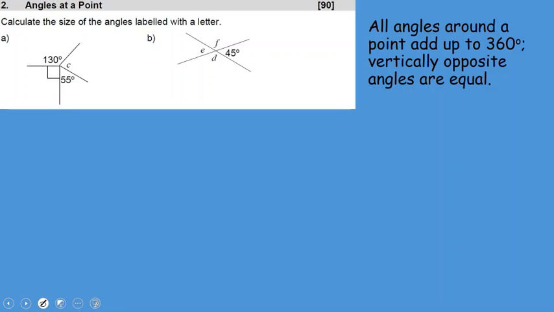Okay, welcome back. So let's have a look at question A. So we've got four angles there, three that we know and one that we don't. So our first job is to add up the ones that we know. So we've got 130, 55, and that square representing a right angle, which is 90. Let's add those up. So we've got our known angles add up to 275 degrees. And then we're just going to take that away from 360.